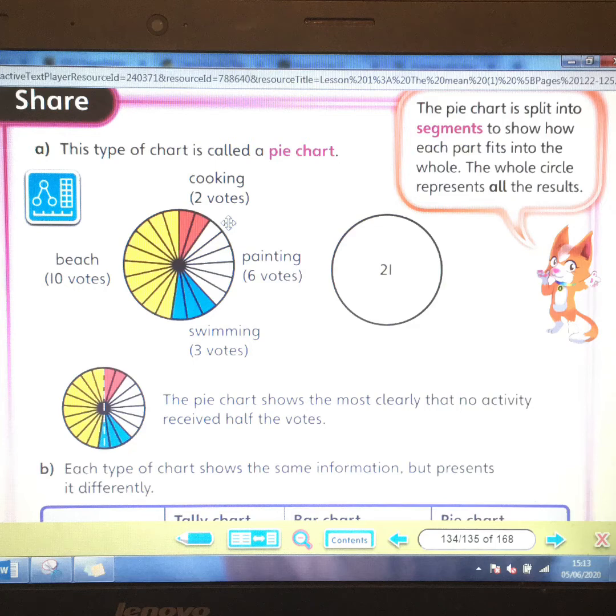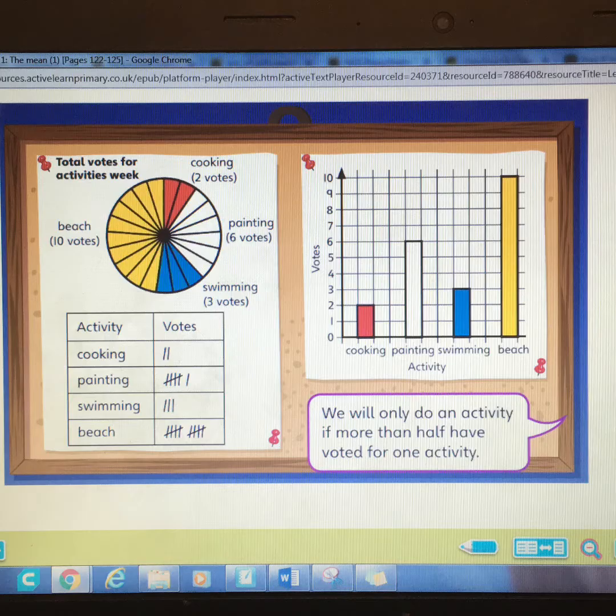We can see that really clearly on the pie chart because if it had received more than half the votes, more than half of the circle would have been coloured in. And we can see from the pie chart that the yellow bit, the beach, does not fill half of the pie chart. The red, the blue and the white definitely don't fill half the pie chart, so there was no activity that received more than half the votes.